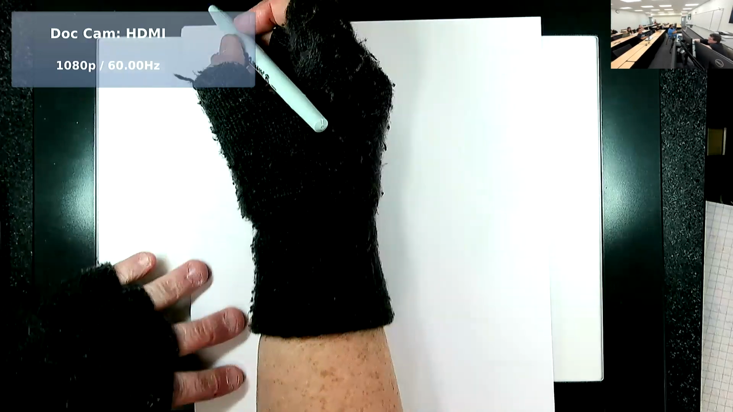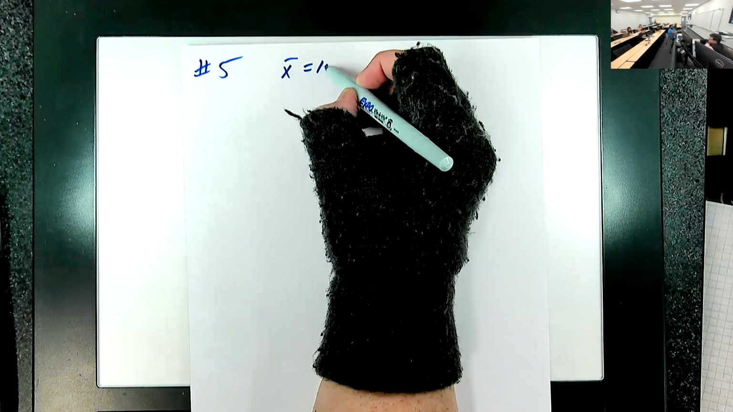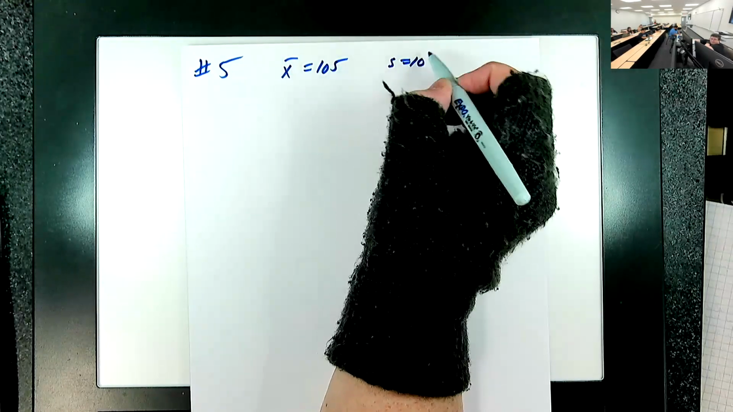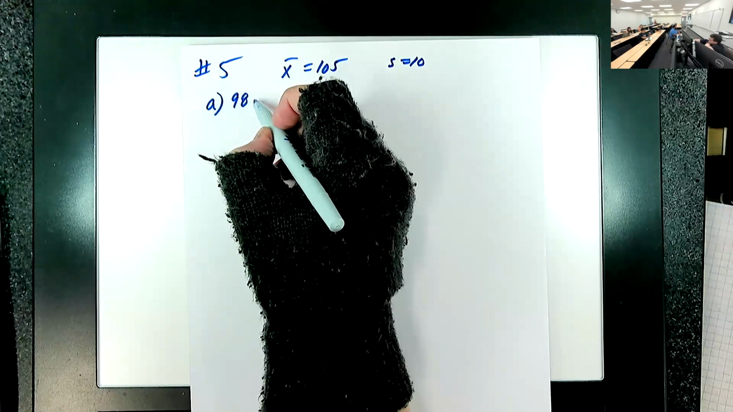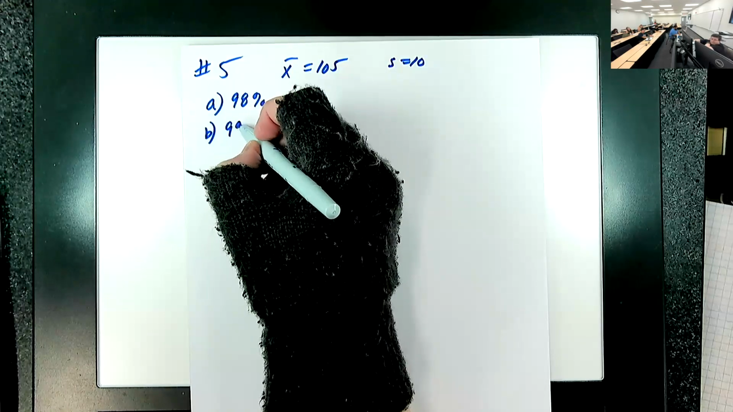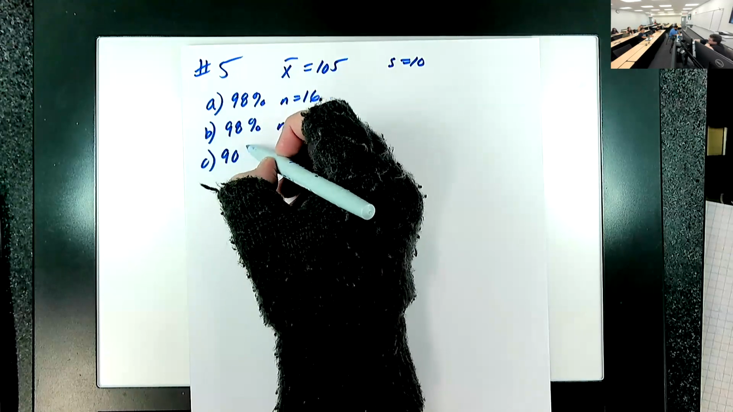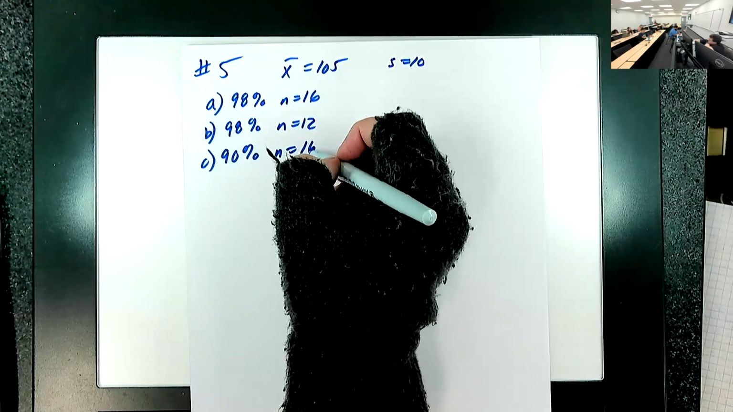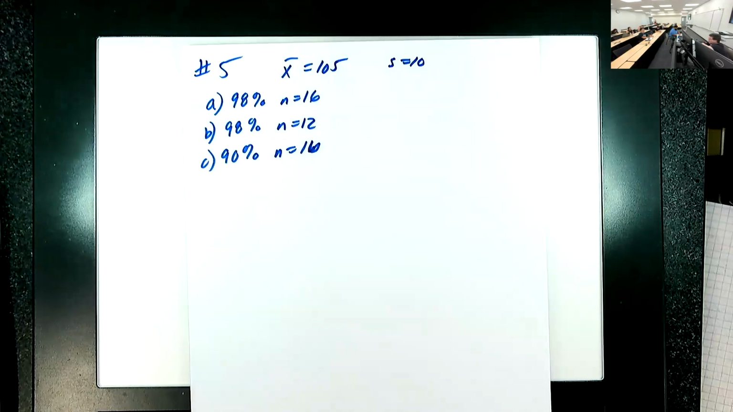So problem number 5, I have X bar equals 105, I have S equals 10, and A gives me 98% with n equals 16. B gives me 98% with n equals 12. And C gives me 90% with n equals 16 again. I'll just show you how to get A real quick, but I want to point out what's going to happen.